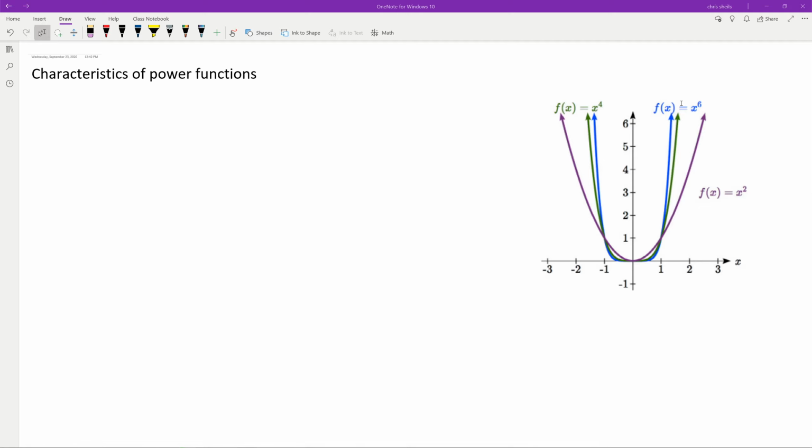But as the power increases in these functions, these graphs flatten somewhat near the origin and become steeper away from the origin. Also, these are even whole number powers. So maybe we'll take a note of these being even whole number powers. Right, I have powers of 2, 4, and 6.